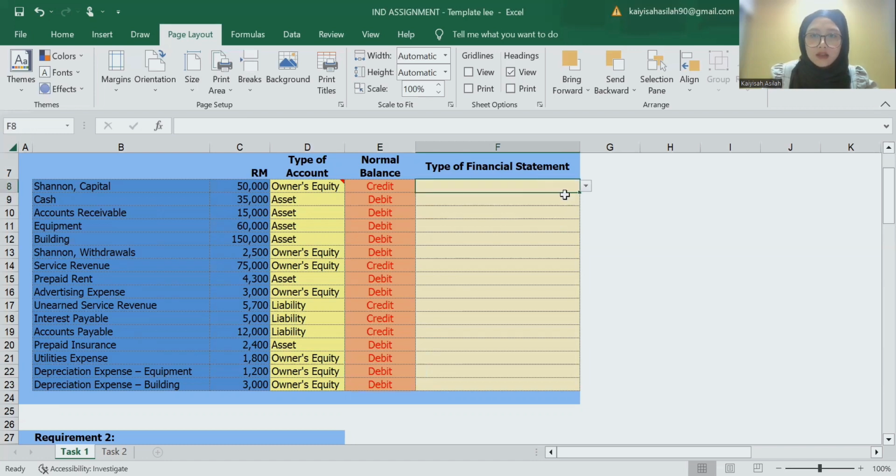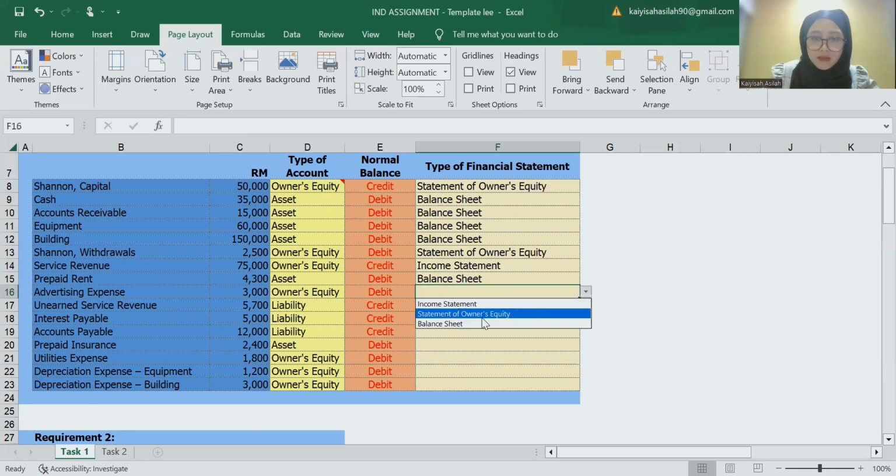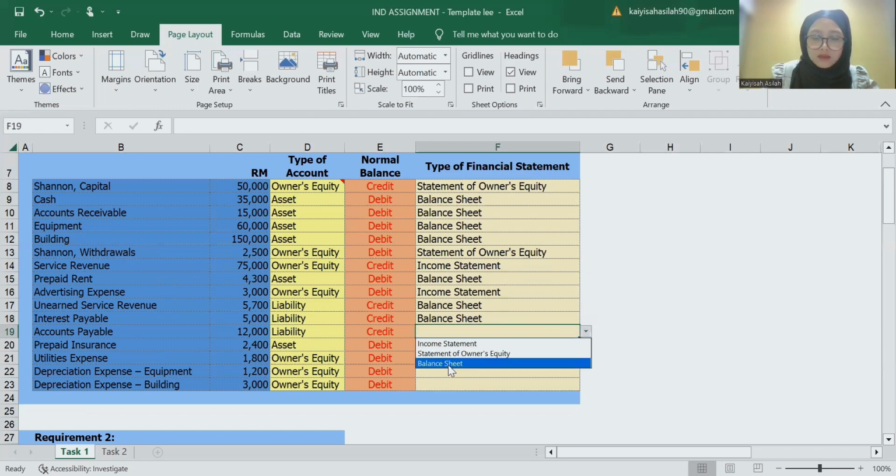So the type of financial statement for the share capital is the statement of owner equity. For this, it will be the balance sheet. For owner equity withdrawal, it is the statement of owner equity, and owner equity credit will go to the income statement. And the asset is the balance sheet. And owner equity expenses is the income statement. And the liability will go to the balance sheet. And asset will go to the balance sheet also. And owner equity goes to the income statement.